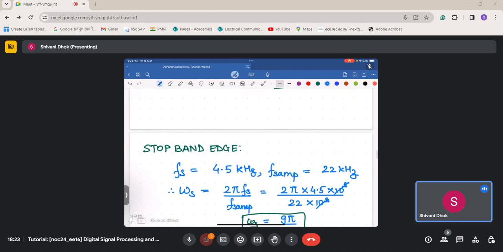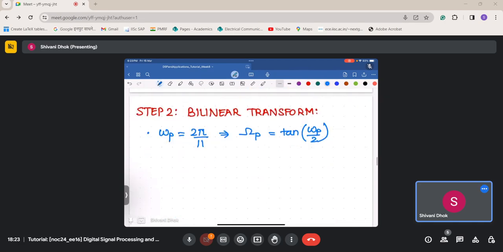One second, this is 4 pi by 11, sorry. So this is equal to tan of 2 pi by 11, and this is equal to 0.6427. You can find it out by using your calculators.